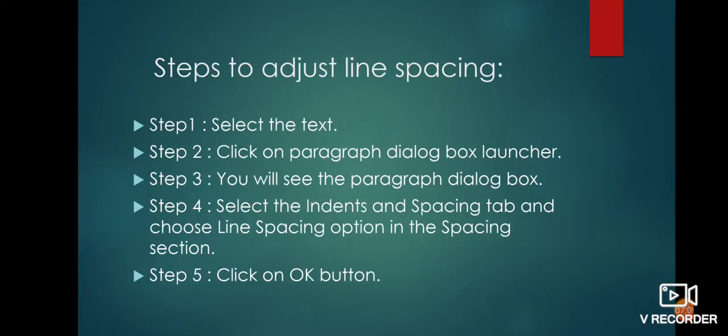These are the steps to adjust the line spacing. The first step is select the text, then click on paragraph dialog box launcher. Once you click on paragraph dialog box launcher, you will be seeing paragraph dialog box on your screen. Under this, you have to select indent and spacing tab and choose line spacing option in the spacing section. After this, you have to put your values. Then you have to click on OK button.